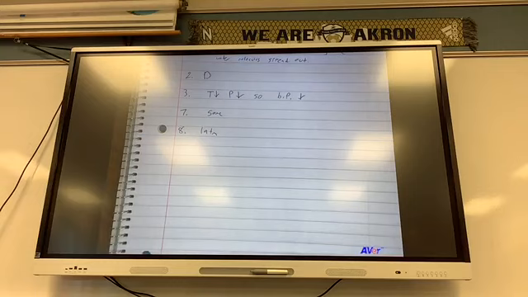Next one, number 24. Can we just quickly bear with one second? Oh my goodness. It says, what role does humidity play?